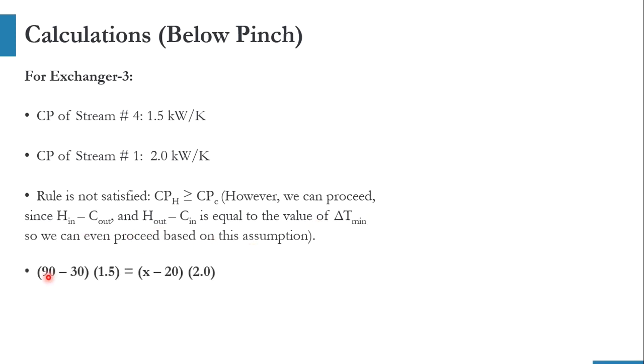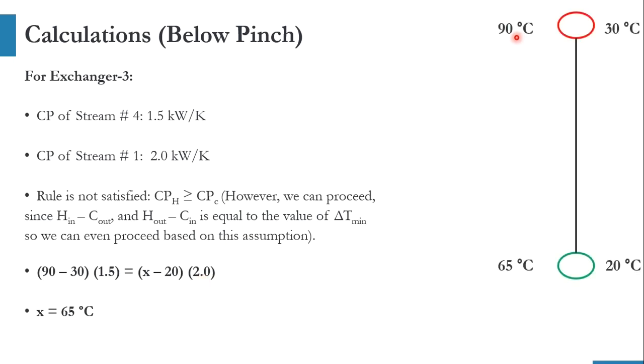Hot stream 90 degrees centigrade to 30 degrees centigrade. Obviously, it will completely exchange its heat because its requirement was 90 kilowatt. Multiplied by 1.5, x minus 20 multiplied by 2. So this x value is 65 degrees centigrade. Now, if you see, it is from 90 to 30 degrees centigrade. It is from 20 to 65 degrees centigrade. So this temperature difference is 25 degrees centigrade, greater than delta T minimum. This difference is 10 degrees centigrade, equal to delta T minimum.